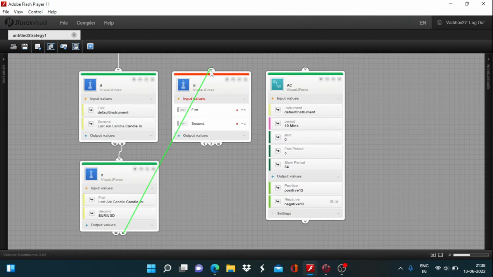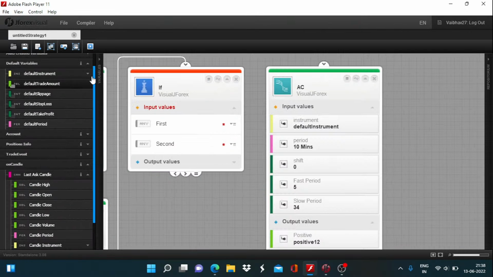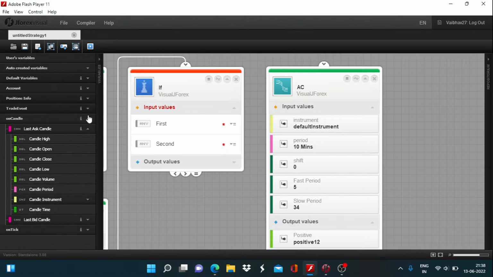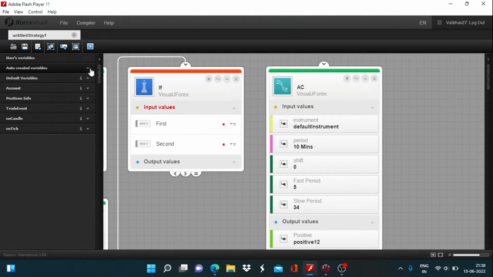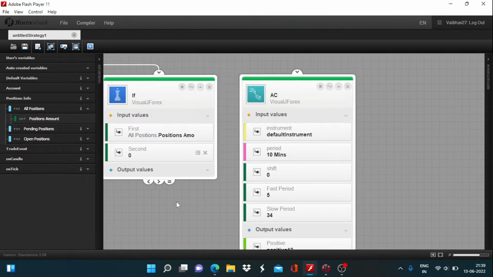Then we look for the existing pending or open order on the account, and there should be none. So I have to get the position info data, position amount, all position amount. It needs to be equal to 0 to avoid doubling of any existing position. All right.